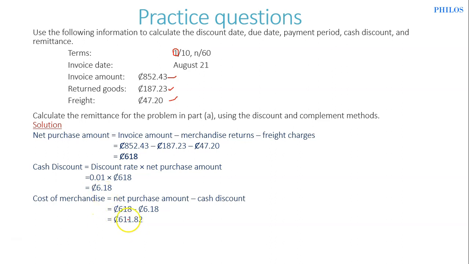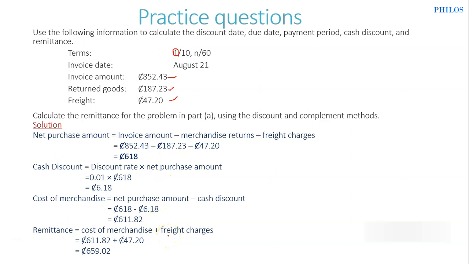After getting the cost of the merchandise, that is something like the net price, the remittance should be the cost of the merchandise plus the freight, if there is any, something like a delivery fee. When you purchase an item, after discount, they add delivery, isn't it? So remittance is equal to the cost of the merchandise plus the freight charges. So that will be 611.82 plus 47.20. When we add them together, we get 659.02 cedis. So this is the remittance. So we use the discount method to do this.